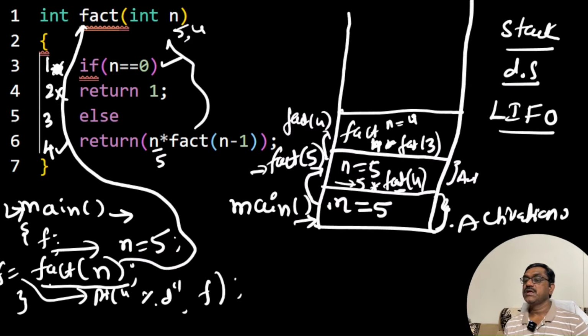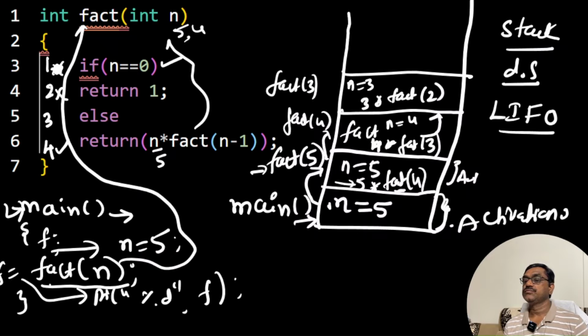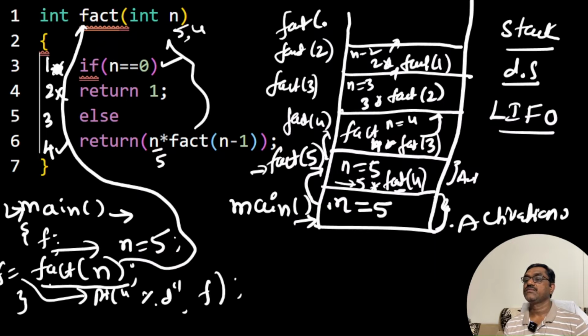Now from here again we are jumping to another factorial. We call it fact of 3. In this case n becomes 3, and here we are writing 3 into fact of 2. From here again we are jumping to another function, fact of 2. Now here n equals 2, and the return value becomes 2 into fact of 1. From here again we are jumping to fact of 1. Now here the n value becomes 1, and here we are going to say 1 into fact of 0.